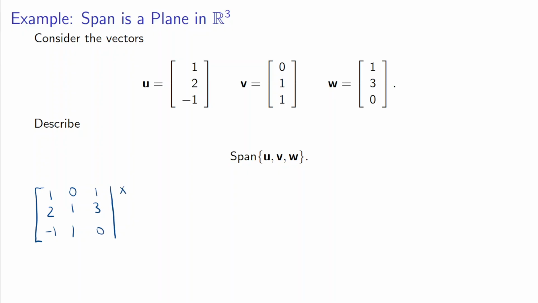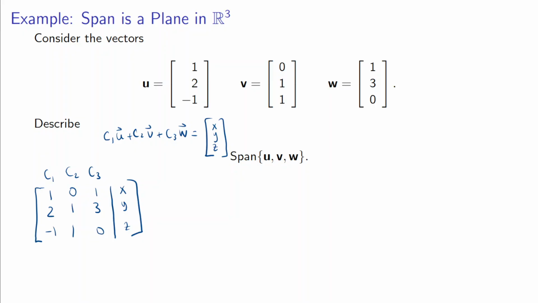What I'm going to put here are just the letters x, y, and z. And we're going to assume that this is a system where we'll call our weights c1, c2, and c3. So what we're looking at here is, what vectors (x, y, z) can we get to by taking c1 times u plus c2 times v plus c3 times w? We want to know which vectors (x, y, z) we can get to.